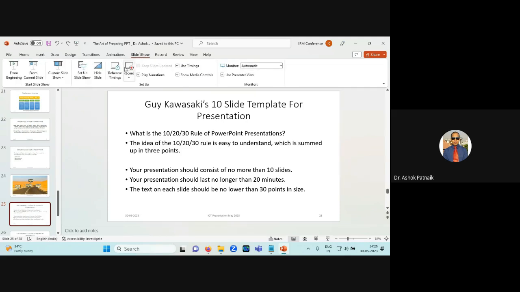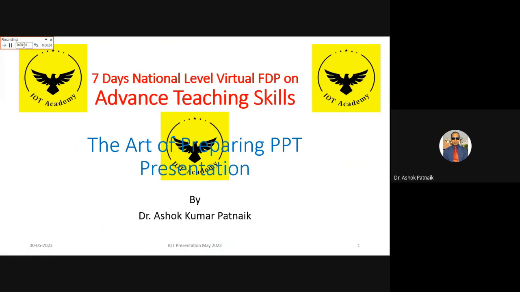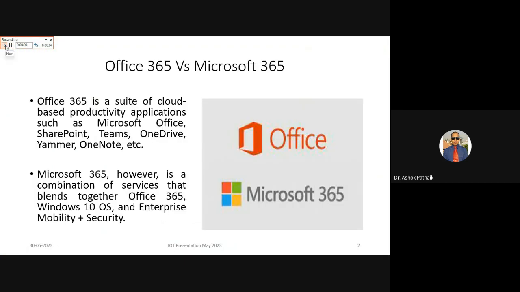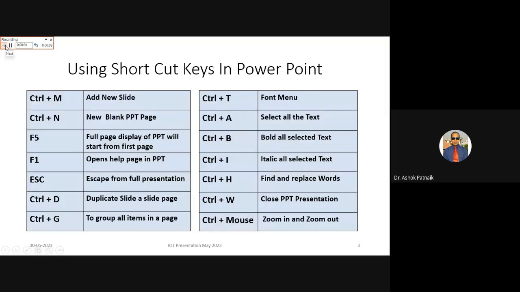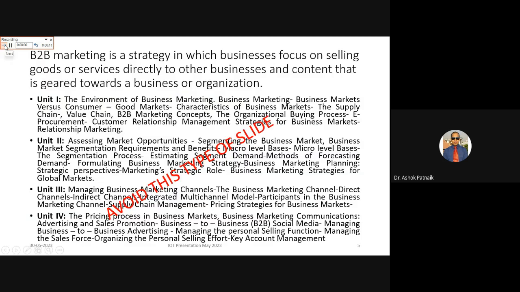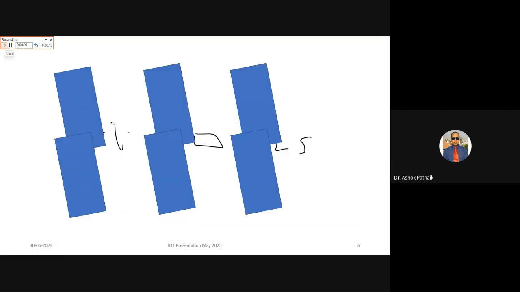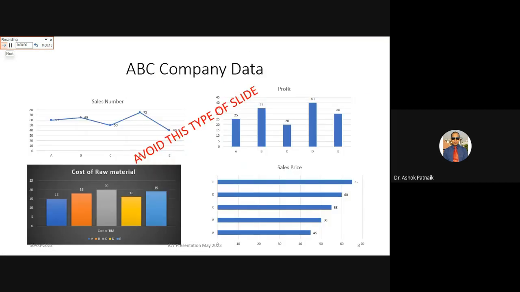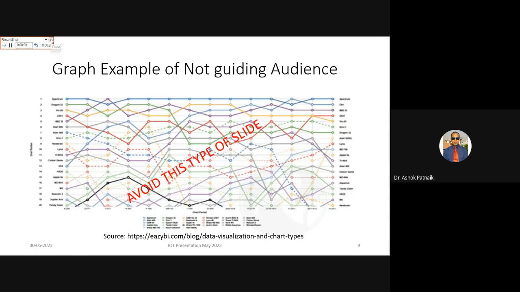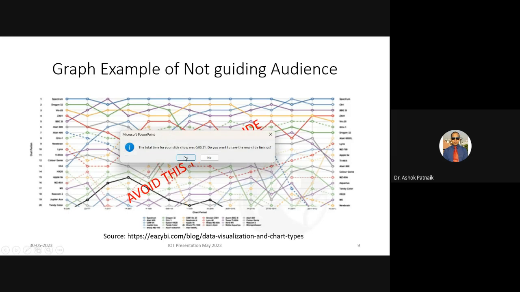Slideshow will help you to rehearse the timing. Suppose I want to rehearse this one. I go to the slideshow, I put rehearse timing. So here you can see some timing. This slide I will take 3 minutes. This slide I will take 1 minute. This slide I will take 1 minute. This slide I will take 1 minute, right? Or this slide I will take 0 minutes. So this is how I need to choose my timings. And it will tell you the total timing is 21 minutes.